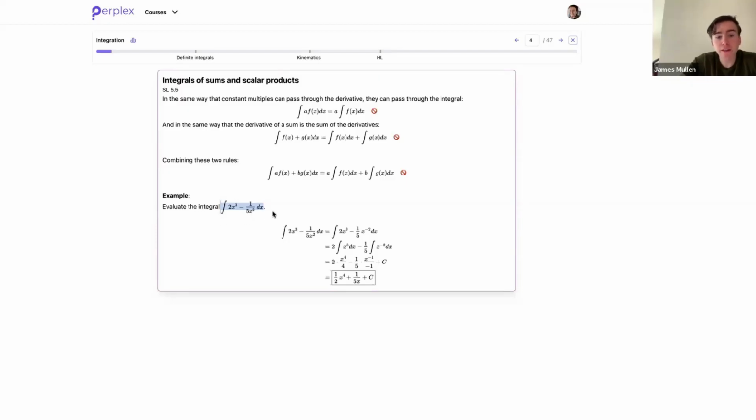So let's say I have the integral of 2x cubed minus 1 over 5x squared. Well, I take out the 2, so I have 2 times the integral of x cubed minus 1/5 of the integral of x to the minus 2. And that brings me to a half of x to the 4 plus 1 over 5x plus c.